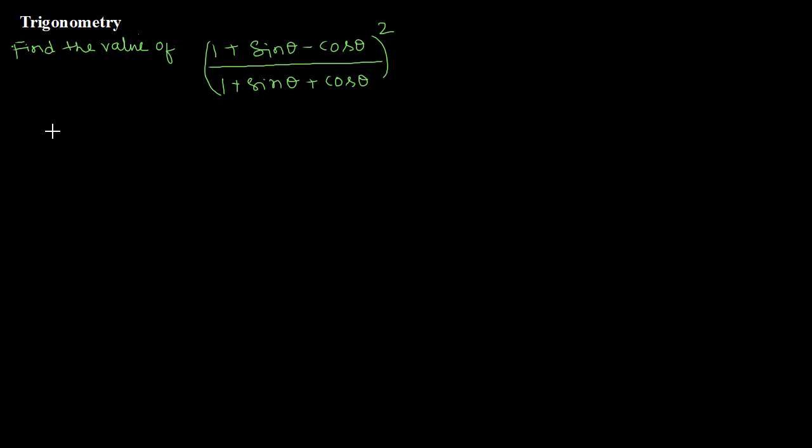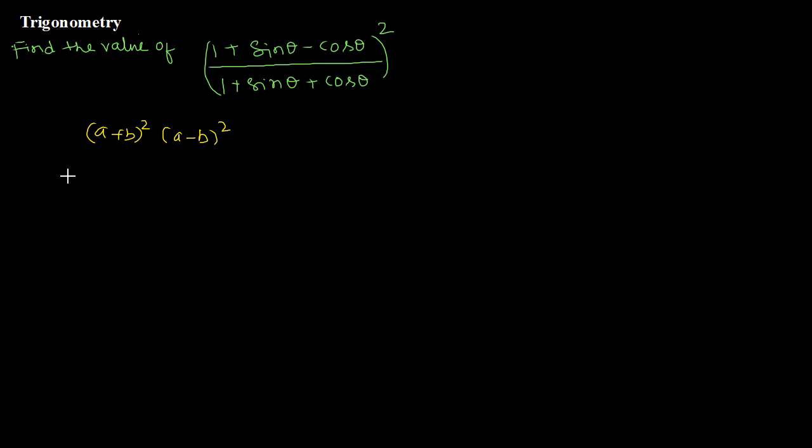So this is a trigonometry question. Let's try to find the value of this. In this type of scenario, although there is a square here, you have to think there are three terms. So you can actually turn this into either (a plus b) whole square or (a minus b) whole square.